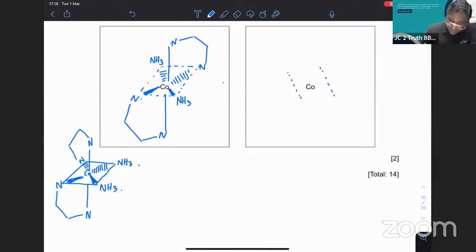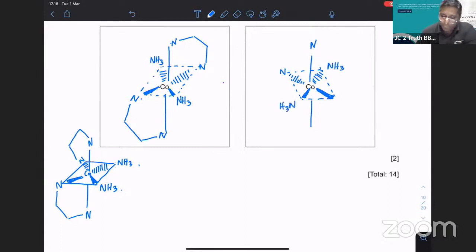So I will draw something like this. Same, this one going behind, this one going behind, coming out. You just need to show a mirror image. So this one is nitrogen, up, down. We know this is nitrogen, and then ammonia. So this one must be ammonia, and this must be ammonia as well, NH3. And this must be the nitrogen.